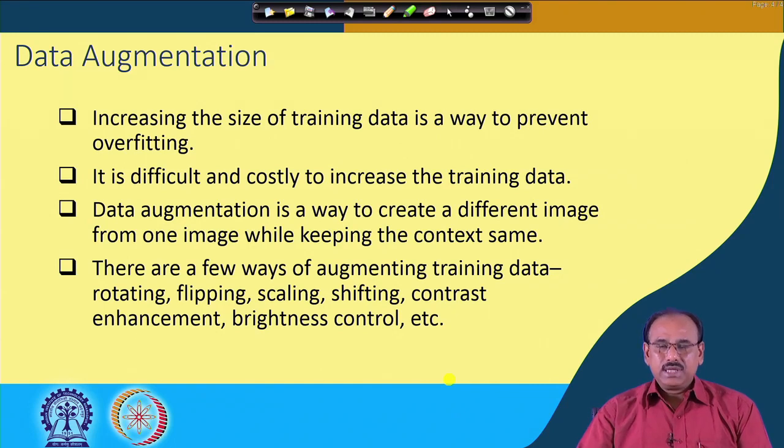So, data augmentation can be done in many ways. To avoid overfitting, as well as underfitting, what we need to do is train your machine with a large amount of data, and that data should have a lot of variation.